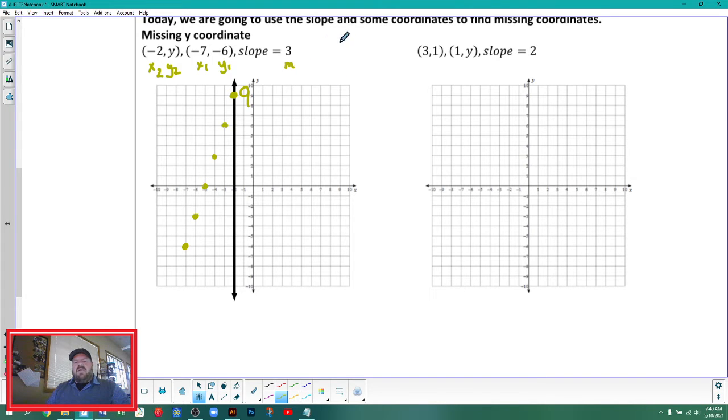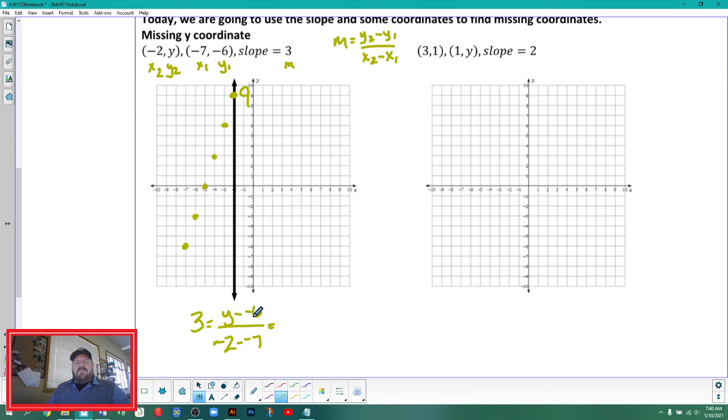So if I'm thinking about the slope formula, y2 minus y1 over x2 minus x1, now I can plug my values in where they go. I'm going to put it down here and solve the equation for the missing value. So my slope is 3, y2 is y, I put that there on purpose, and y1 is -6. x2, I have both of these values. x2 is -2, x1 is -7.